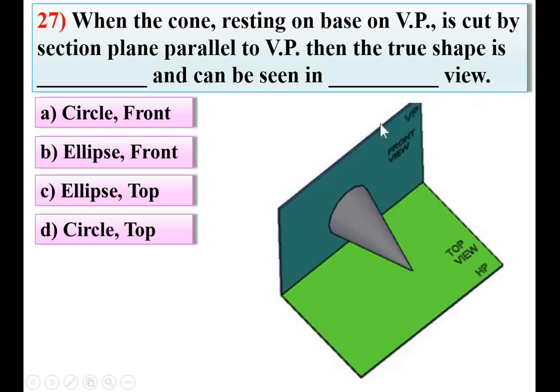So your cutting plane must be parallel to VP. So I am going to show you the cutting plane. So if I cut the cone by this cutting plane which is parallel to VP, then true shape is always perpendicular to this cutting plane. That means in this view, and this view is known as the front view. So true shape is in the front view. So now I have to select from these two options. So if I see the front view by cutting this object with this plane, then you can imagine that will be the circle. So A is the correct answer.